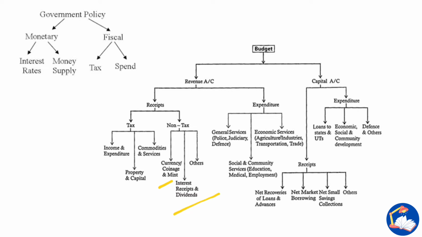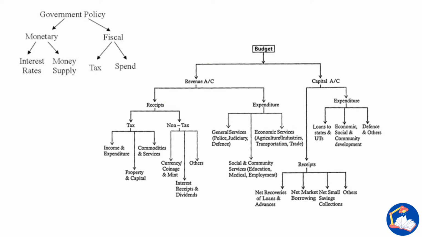in non-tax receipts. In expenditure, we have general services like police, judiciary, etc. In order to run that, government needs to spend money on a day-to-day basis. So it comes under revenue account. Economic services: agriculture, industries, transportation, trade, etc. And also we have the social community services. So all this comes under expenditure.